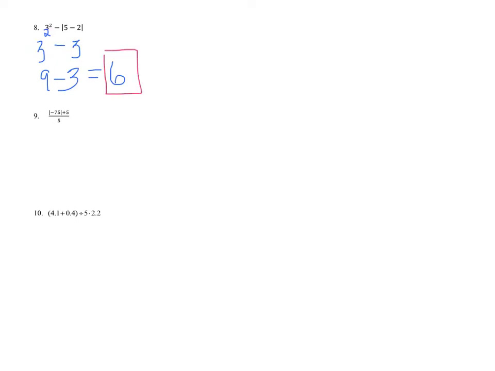On question number 9 now, we actually have two sets of grouping symbols. We have the absolute value of negative 75 that I need to start with, but I also have this fraction bar that acts as grouping the numerator and grouping the denominator. So I'll start off with the absolute value of negative 75, which is positive 75. I still have that plus 5 and divided by 5. Now I need to deal with the grouping caused by that division bar, so I have the 75 plus 5, which is 80.